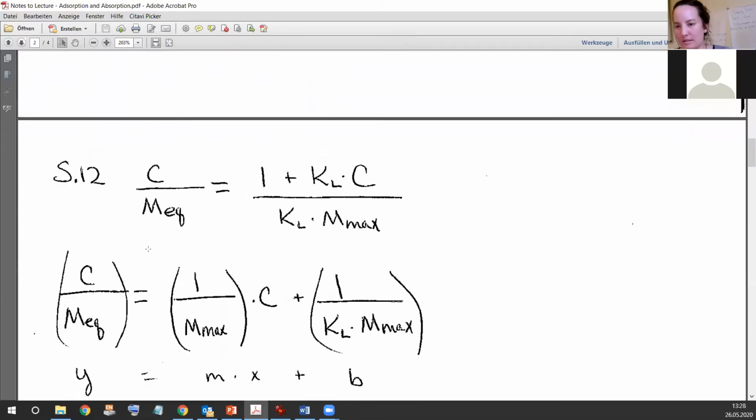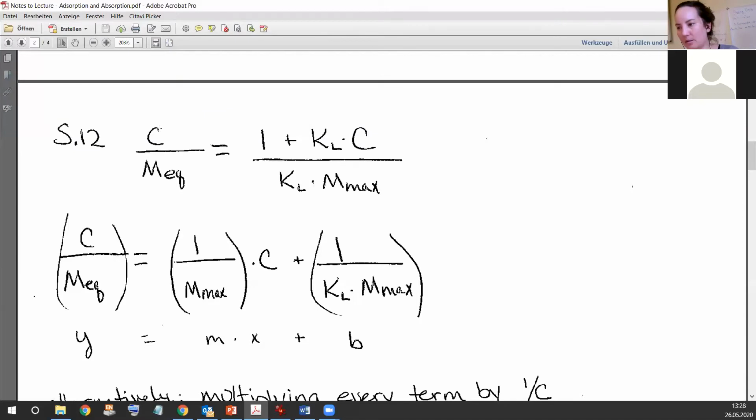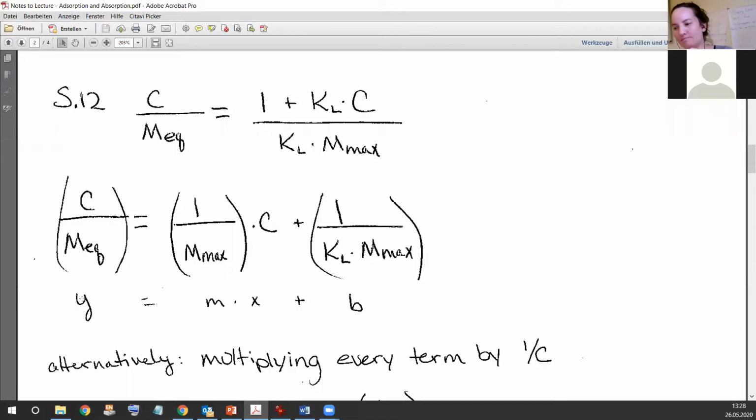So you can see both of those at the same time. Rearranging this expression, then we get this term. And now this term can be written as a linear function of the concentration. The way this is done is we keep C divided by M equilibrium and say this is equal to K_L times C divided by K_L times M max. So these terms come into this part. The K_L's cancel out and we have C, the concentration, divided by M max, plus 1 divided by K_L times M max. And this equation is a linear expression.